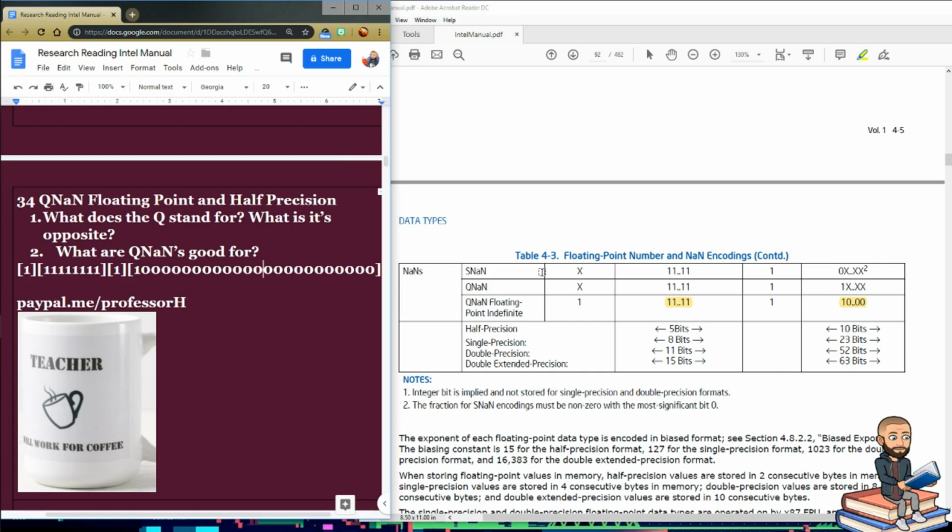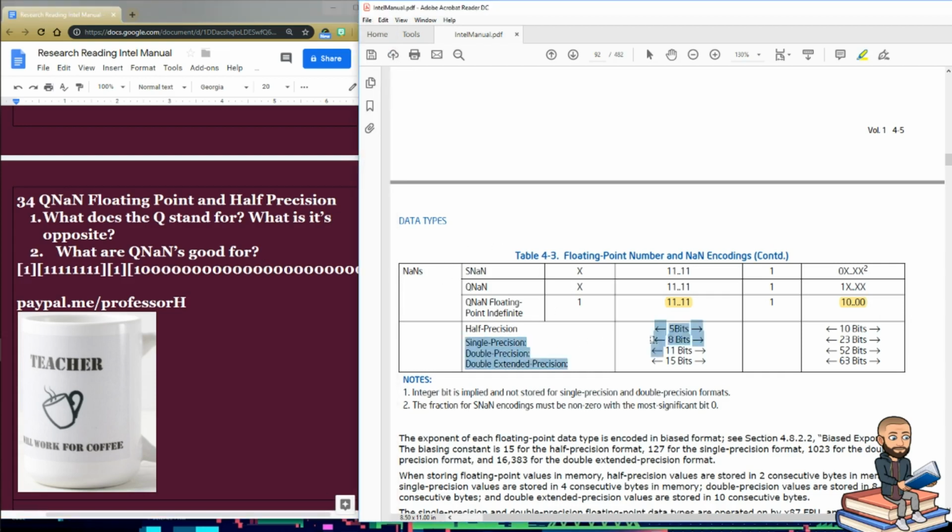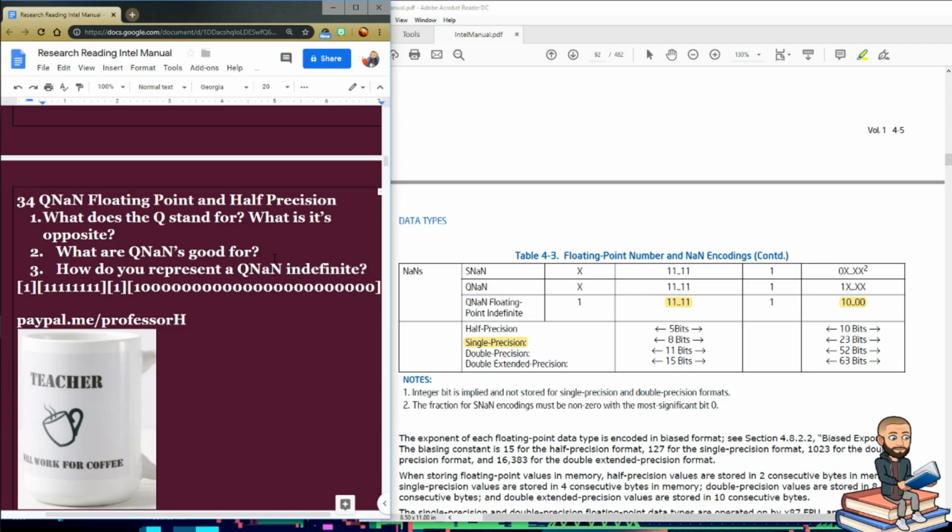And for you visual learners here, I just went down to the single precision part, just to represent a QNaN floating point indefinite in single precision. So there's the question, how do you represent the QNaN indefinite? Again, single precision, 32 bits. So we got our sign bit set to 1, as if this was a negative number, but we know that it's an indefinite. The next 8 bits are all 1s.